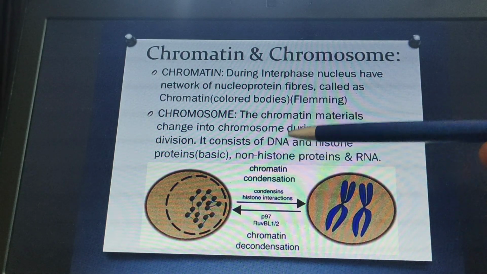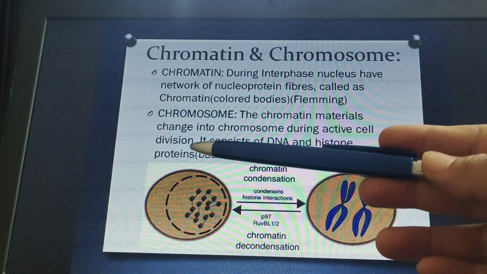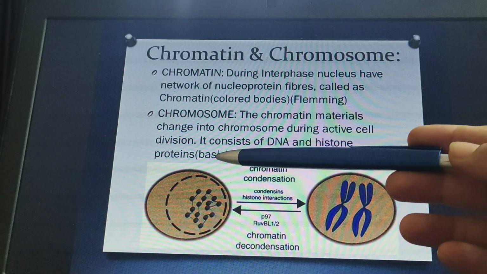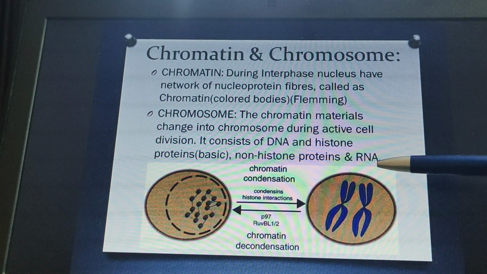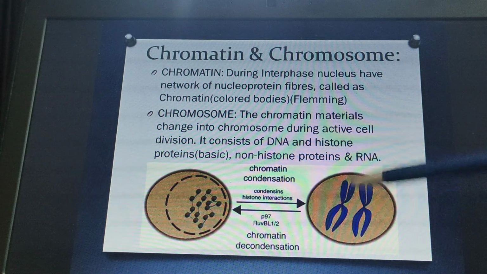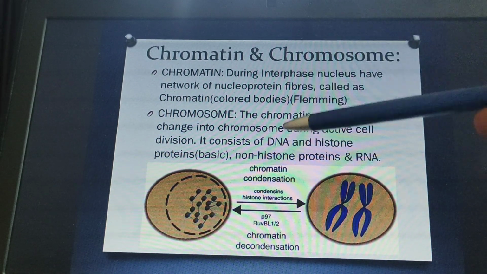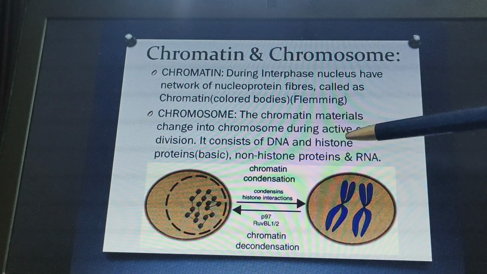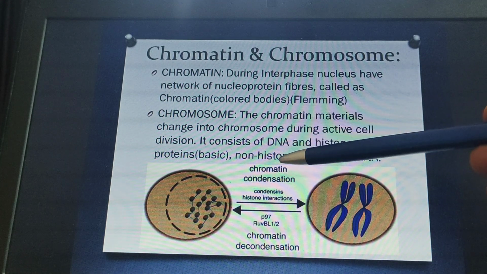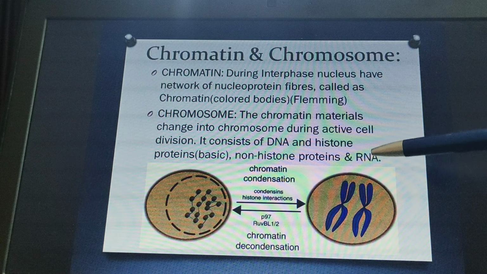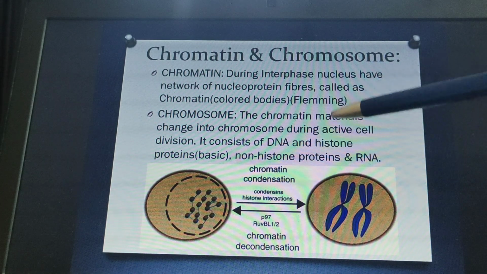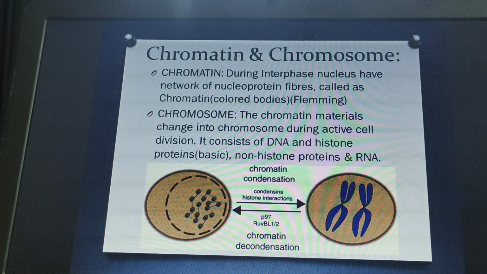It consists of DNA, histones, the proteins which are basic in nature, non-histone proteins, and RNA. So the structure of the chromosome is made up of these four components: DNA, the main component, histone proteins, non-histone proteins, and the RNA. These four group together to make the structure of the chromosomes.